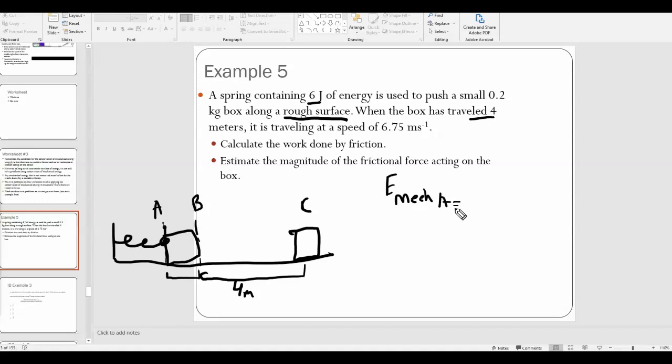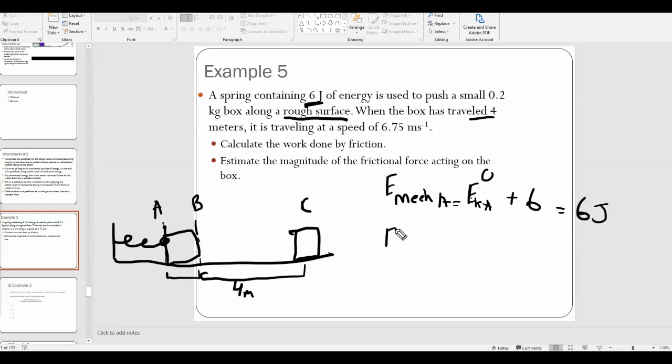So Emec A would be the kinetic energy at A, which is 0 because the spring is acting on the box and the box isn't moving yet. Okay, so that's EKA, which is going to be 0, plus the potential energy at A, which we're actually given in the problem is 6 joules. Okay, so that means the mechanical energy at point A is just 6 joules.